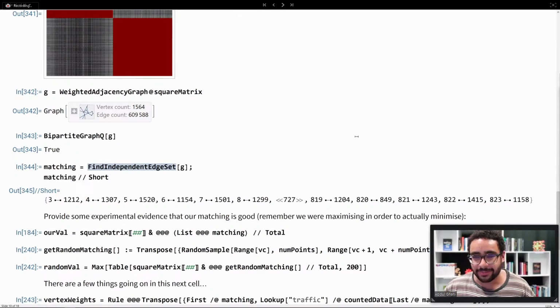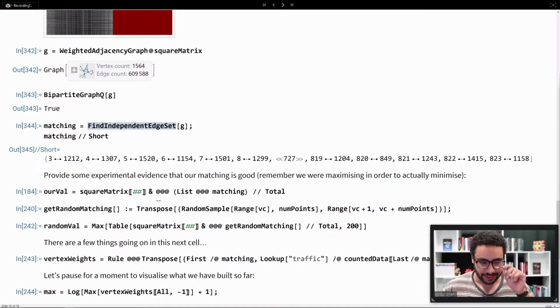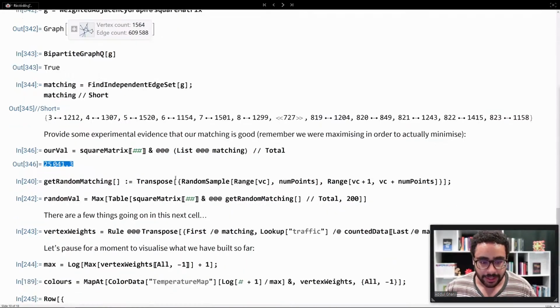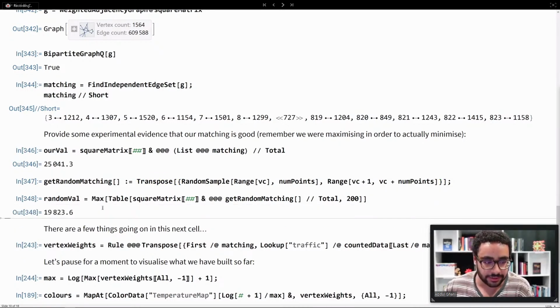But I kind of wanted a little bit more. I wanted to be sure. So this line of code gives us the weight of the matching that we found. It has a weight of this much. And then I create 200 random matchings and look for the best one, the heaviest one out of those. And you see that it's quite a bit lighter. So what we can infer from this is that even if it wasn't finding the maximum matching, which I think it is, it's definitely not doing stuff at random. It's giving us a good matching. So that's fine.